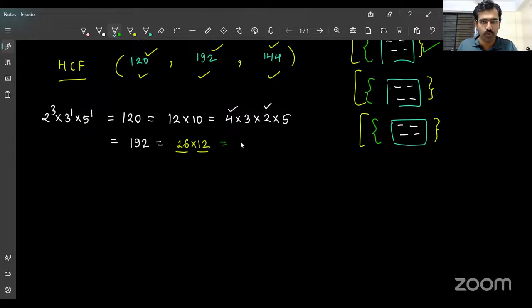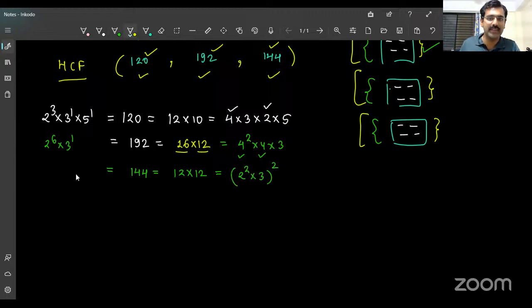16 we all know is 4 square. 12 is 4 into 3. So from here, 4 cube, and 4 is basically 2 square. So 2 square to the power 3 is basically 2 to the power 6 into 3 to the power 1. Now I need to crack 144. 144 is very simple, because it is 12 into 12. 12 is nothing but 4 into 3, so 2 square into 3, and this entire thing needs to be squared. With this, it is going to be 2 to the power 4 into 3 square. Now, how do you find the HCF?